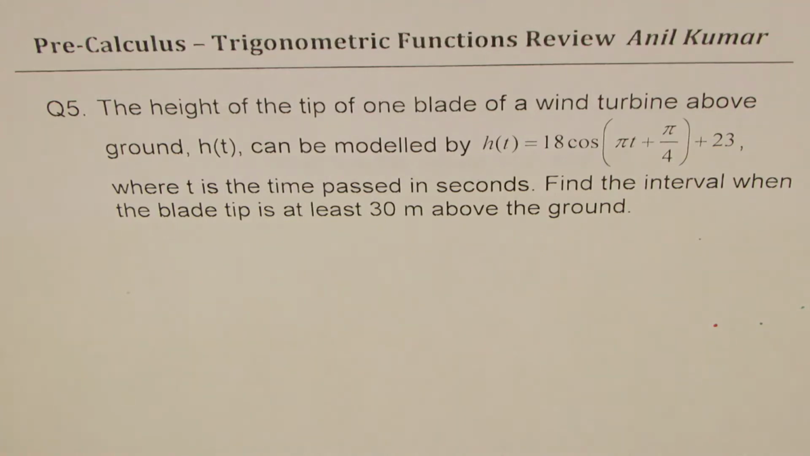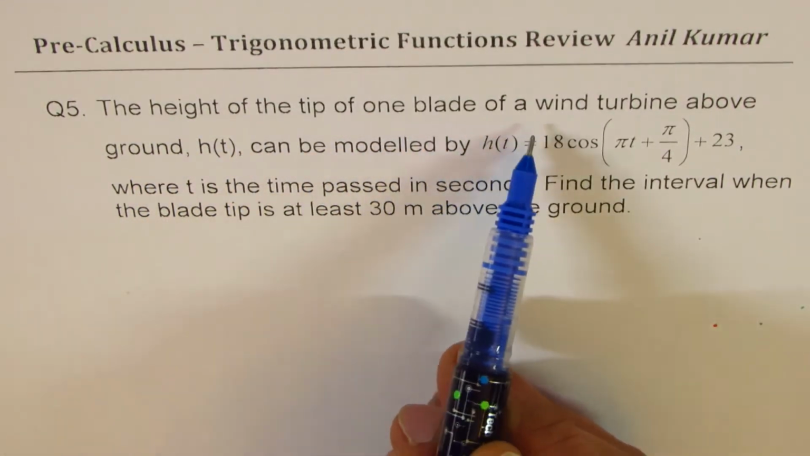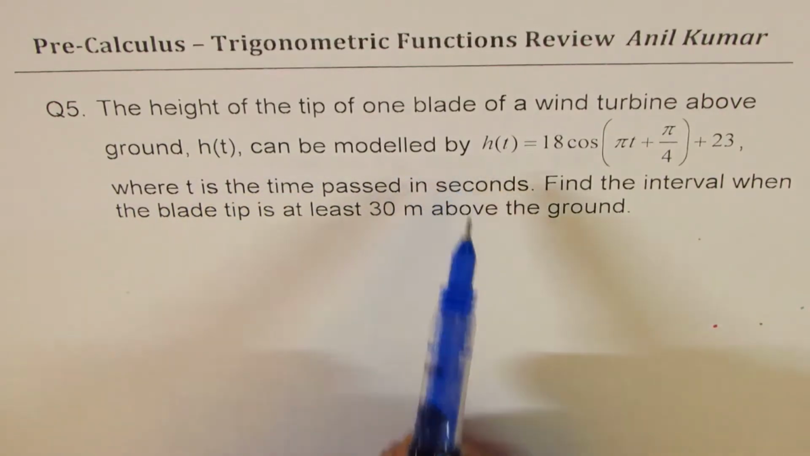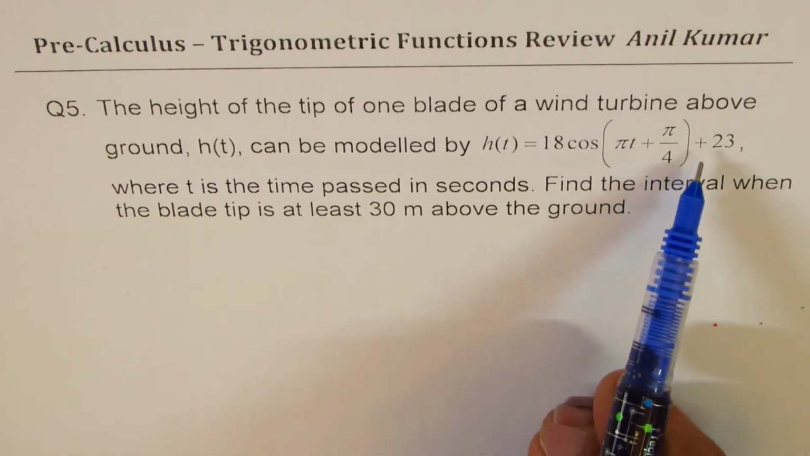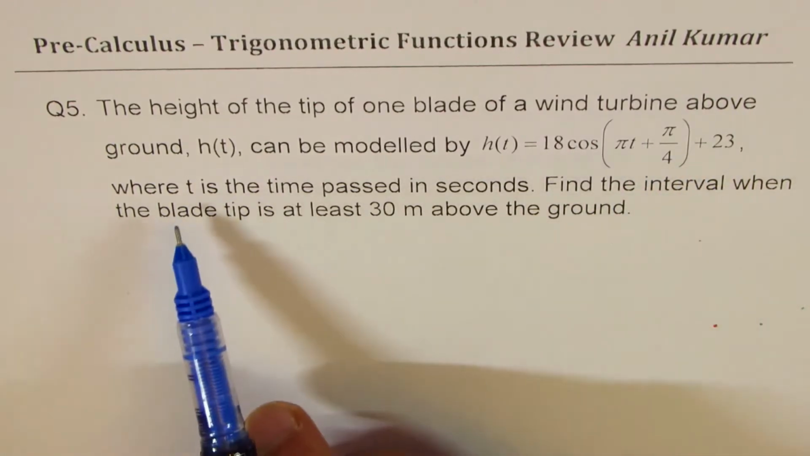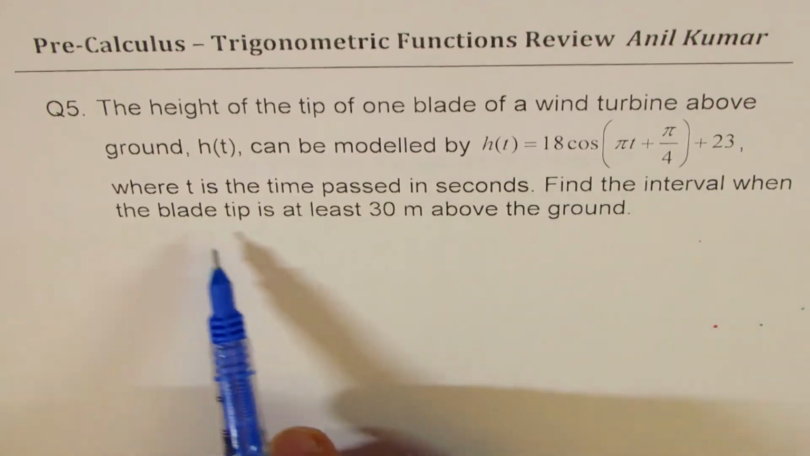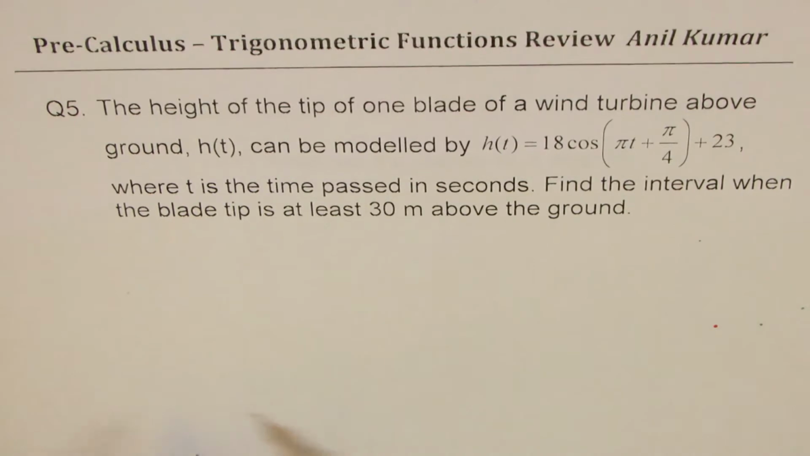Now this question is a very interesting question. It says the height of the tip of one blade of a wind turbine above ground, h of t, can be modeled by h of t equals 18 cos(pi t plus pi over 4) plus 23, where t is time passed in seconds. Find the interval when the blade tip is at least 30 meters above the ground.